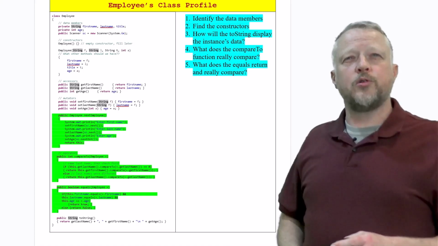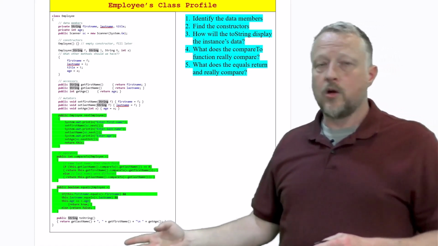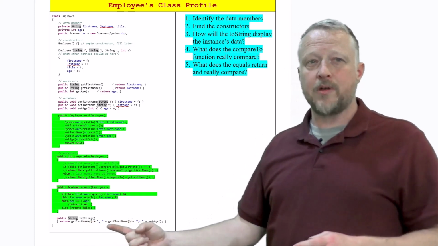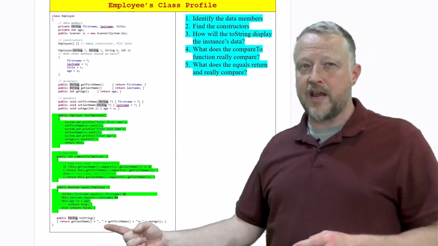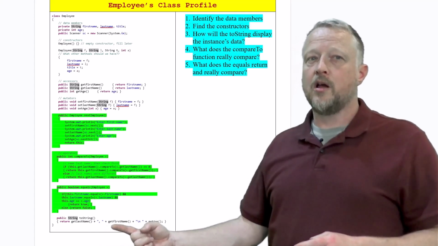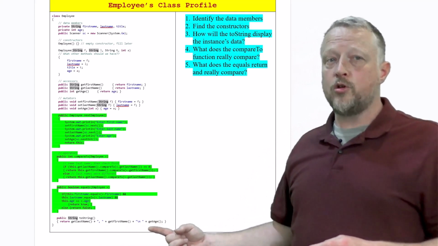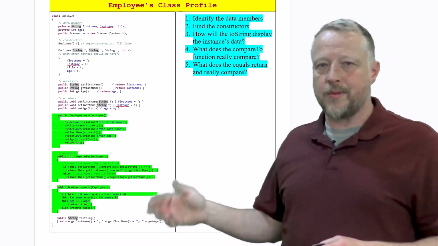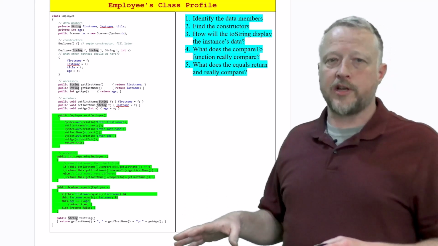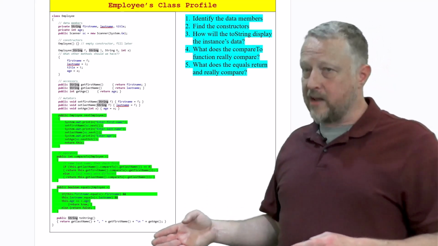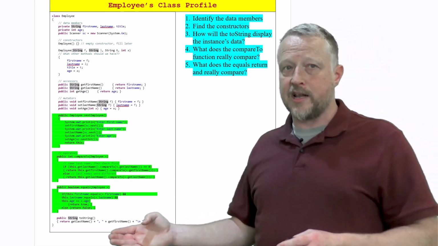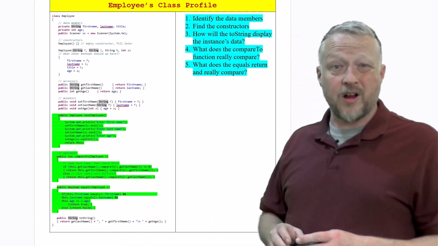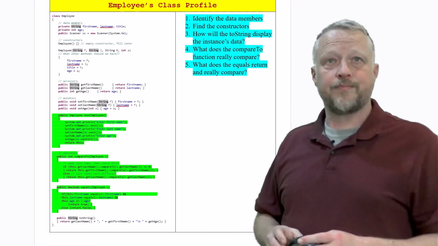How will the toString display the instances of data? Well, again, the toString function you should be able to find. It's going to print out the last name, then a comma and a space, the first name, and then a new line with the getAge. I bet a lot of you just said, okay, last name, first name, and age. That's partially correct. It really depends on how things are laid out in the way the string is set up. So please make sure that you're very, very particular about it.